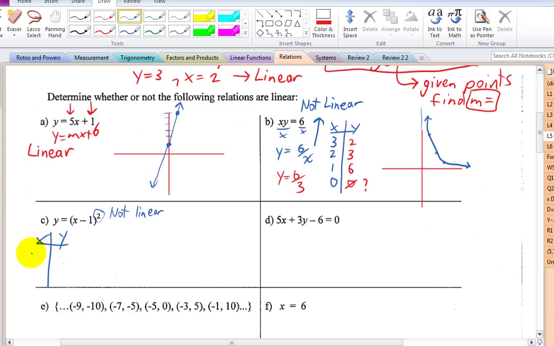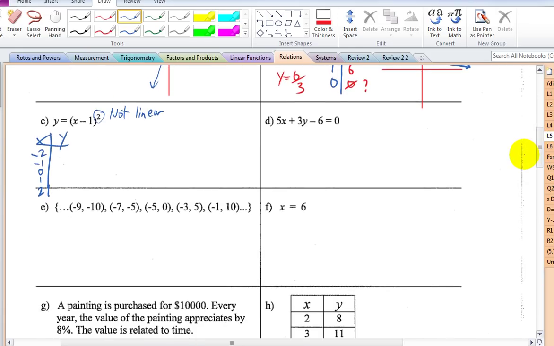So we have an x and a y. Let's do -2, -1, 0, 1, and 2. Find your y values. Go. So plug it into the equation. This will be 9. This will be 0, 1. Sorry, -1 minus 1 is -2. This will be 4. This will be 0. This will be 1.